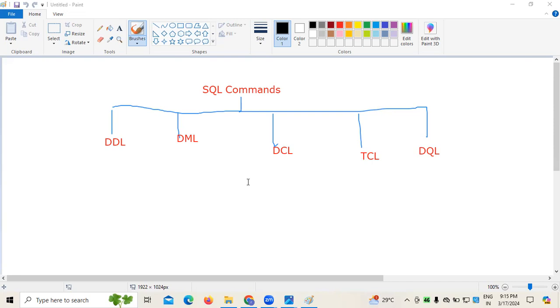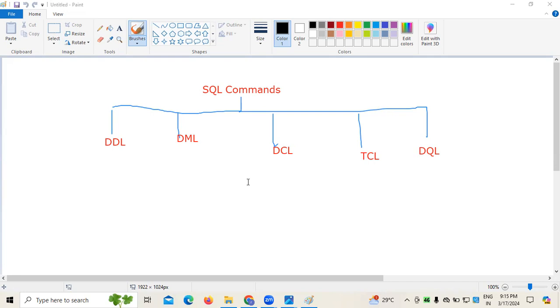Manipulation means you are either inserting the data, updating it, or deleting; all of this comes under the manipulation part. So the commands we use are insert, update and delete, 3 commands.